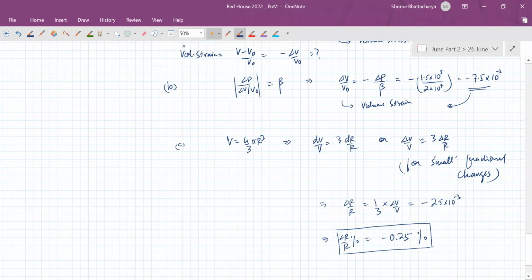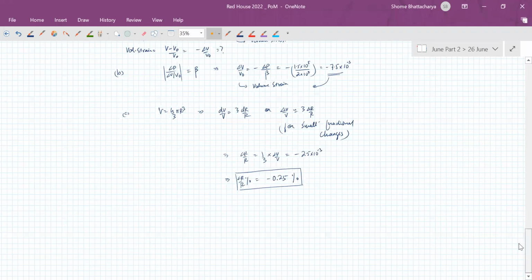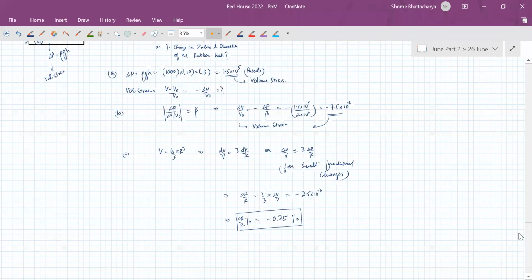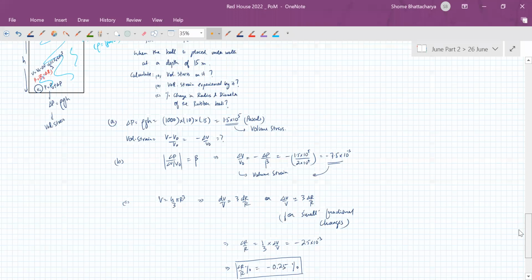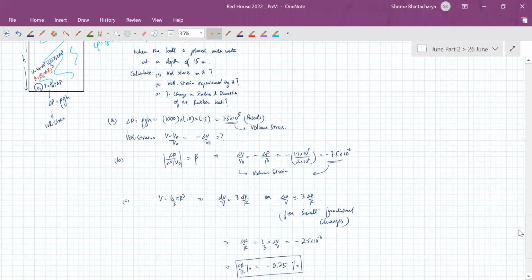You can say either we have used calculus, or we've used just the error propagation concept, which also comes from calculus only, or binomial approximation, or whatever method you choose to prove it. But if one quantity is proportional to another quantity to the power n, then the percentage fractional change becomes n times, provided the fractional change is a small one. This type of question becomes important.